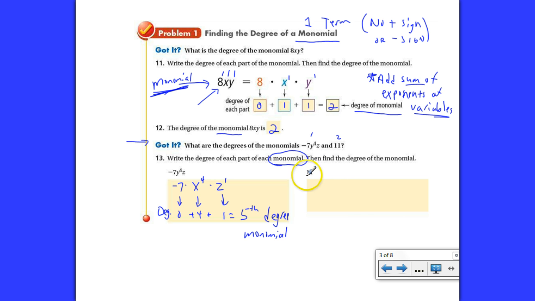Now let's look at number 11. What is the variable degree on 11? It's 0, so the answer is just 0. That's a 0 degree right there. So it's about the variables, and you just add them up when you're finding the degree of a monomial.